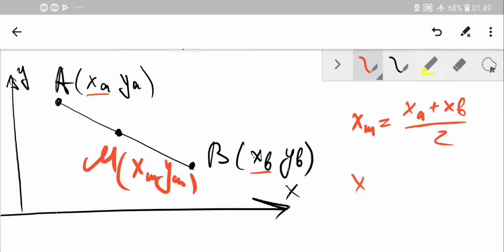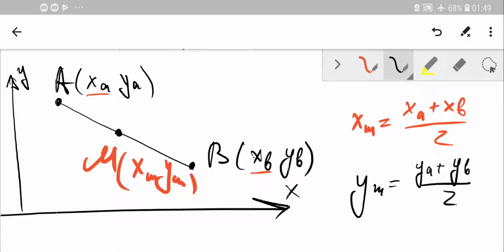And for y of the midpoint, it's going to be an arithmetic mean of ya and yb over 2. Okay, so you see the strategy is pretty much the same, but you apply it separately for y and x coordinates, and that's how you can figure out midpoints.